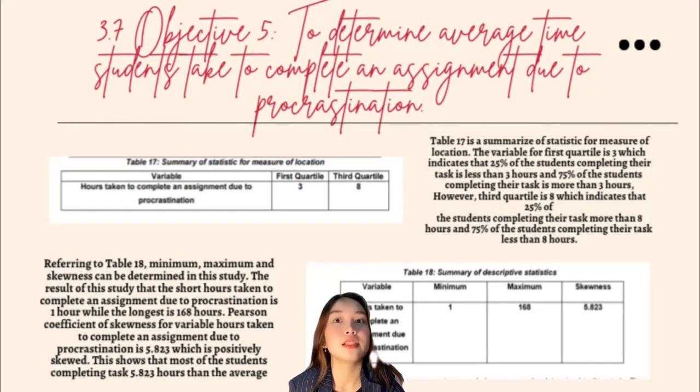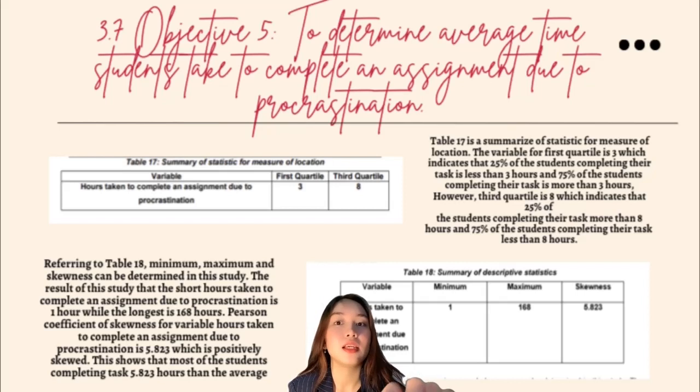Table 17 is a summary of statistics for measures of location. The first quartile is 3, which indicates that 25% of the students complete their task in less than 3 hours and 75% of the students complete their task in more than 3 hours. However, the third quartile is 8, which indicates that 25% of the students complete their task in more than 8 hours and 75% of the students complete their task in less than 8 hours.